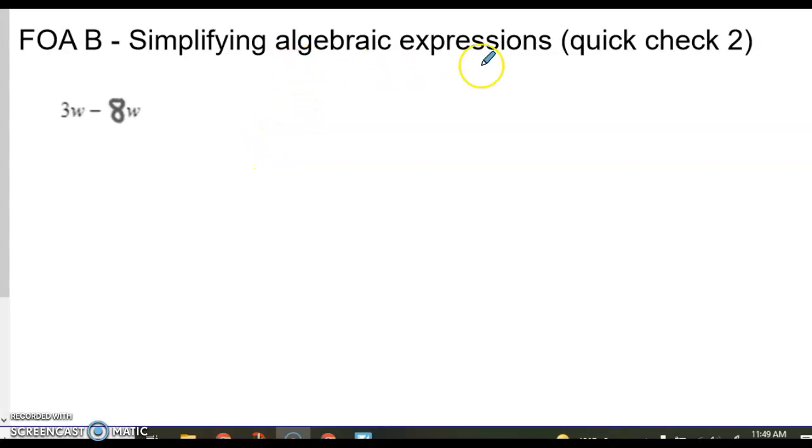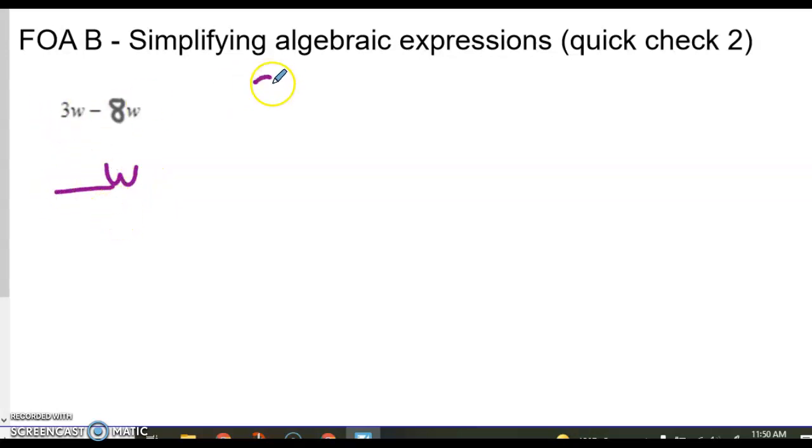Hey guys, this is to help you with the second quick check, simplifying algebraic expressions. Okay, so if we want to simplify these, we're going to combine like terms. Here we have 3 W's minus 8 W's. Since they're both W's, you can just go ahead and put a W for your answer, and then you've got to figure out the number.